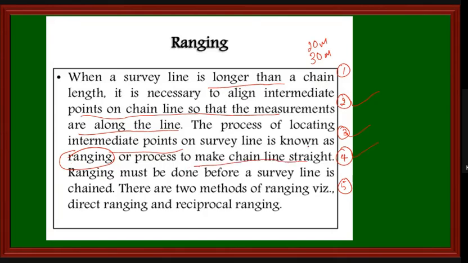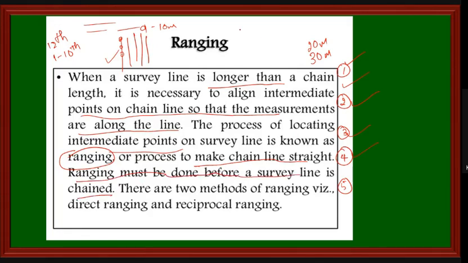Okay, while in prayer, while you were in your 1st to 10th standard, at morning 9 o'clock or 10 o'clock, you will be having some prayer. All the students will be standing in a straight line. How will you stand? You will see the first person and you will stand behind him. The third person will see the second person and first person, and he will stand behind them. The same way we will locate the points in the survey line. The ranging must be done before the survey line is chained.